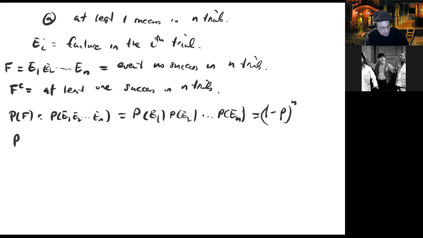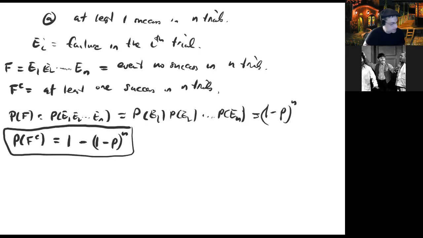So what is the probability of F complement? That's what we want in part A. That's 1 minus (1 minus P) to the power of n. Okay, so that's the answer to part A. Okay, so let's now do part B. We can do it on the same slide.